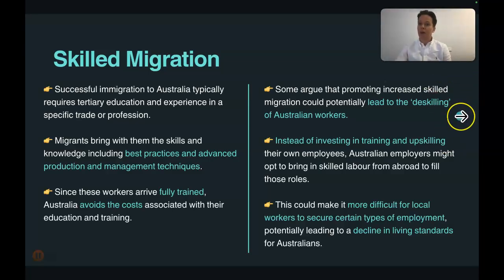However, some argue that promoting increased skilled migration could potentially lead to the de-skilling of Australian workers. So maybe instead of investing in training and education for their own employees, Australian businesses or employers might opt to bring skilled labour from abroad to fill these roles. So the argument here is if an employer chooses a skilled migrant over, say, a domestic worker, potentially that domestic worker has missed out on an opportunity to be upskilled such that they have the necessary skills. And this could make it more difficult for local workers to secure certain types of employment.